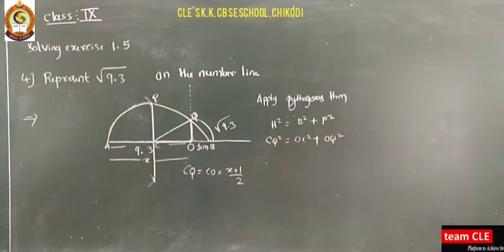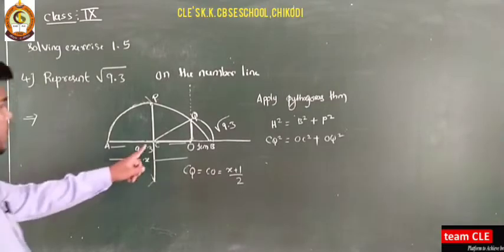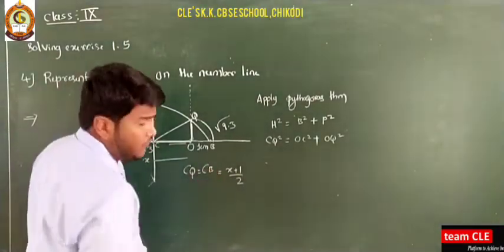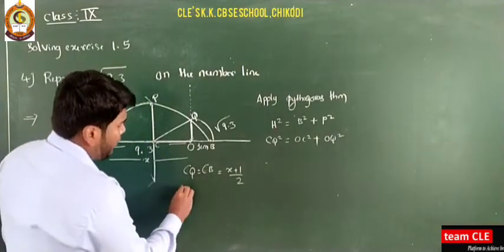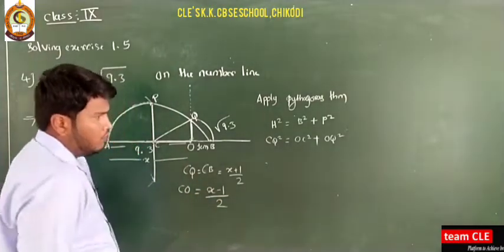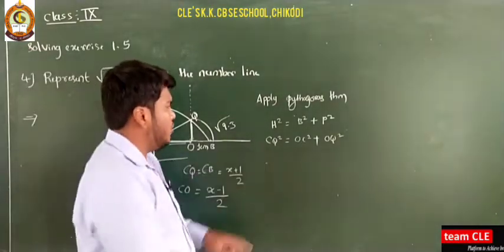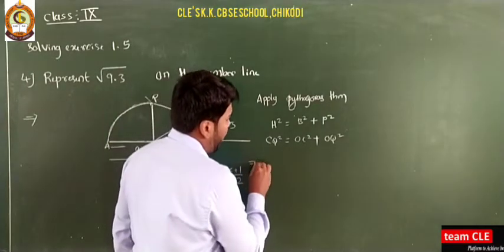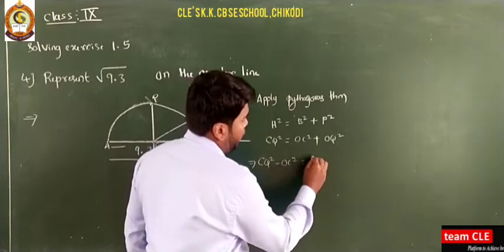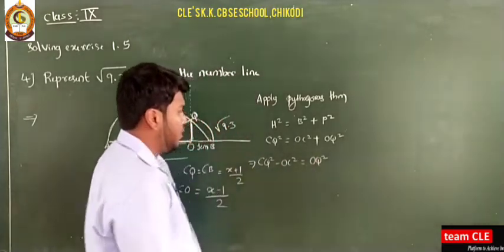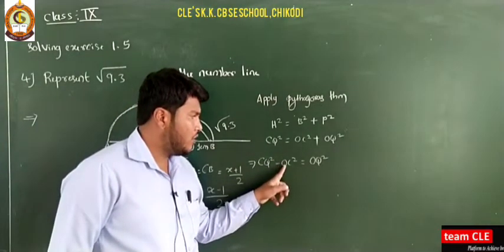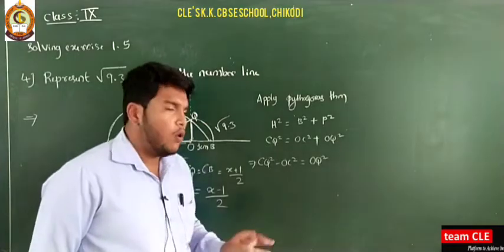So just observe here. I have taken CQ equals CB. I take CB equals (x+1)/2, and similarly I write CO equals (x-1)/2. Now I write the equation as CQ square minus OC square equals OQ square. Okay, CQ square equals, as it is, I take OC to this side, that is minus OC square, which equals OQ square.